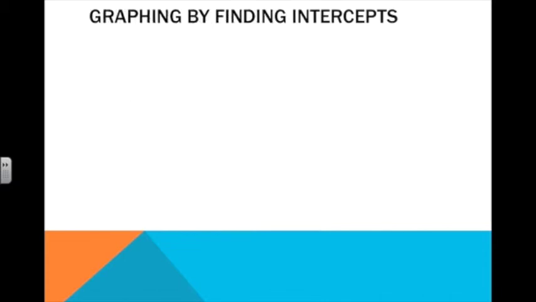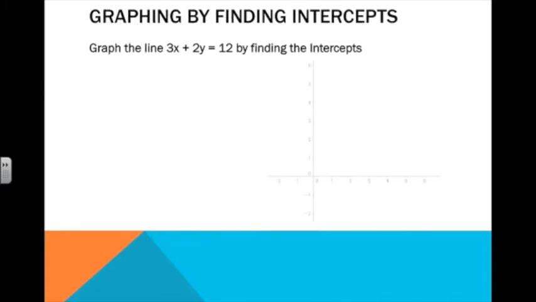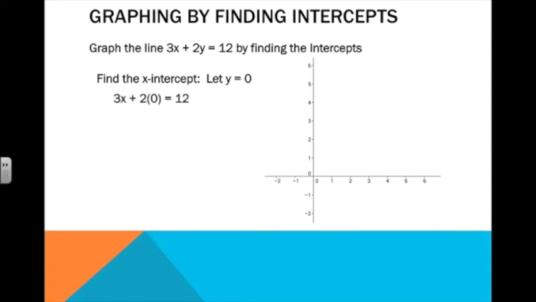So how do we find the intercepts to graph the line 3x plus 2y equals 12? As we just saw, the x-intercept always has a y-coordinate equal to 0. If we substitute 0 in for y in our equation, we can solve the resulting equation for x. Once we simplify this, we get 3x equals 12, and then divide both sides by 3, and we get x equals 4, and that gives us our x-intercept (4, 0).